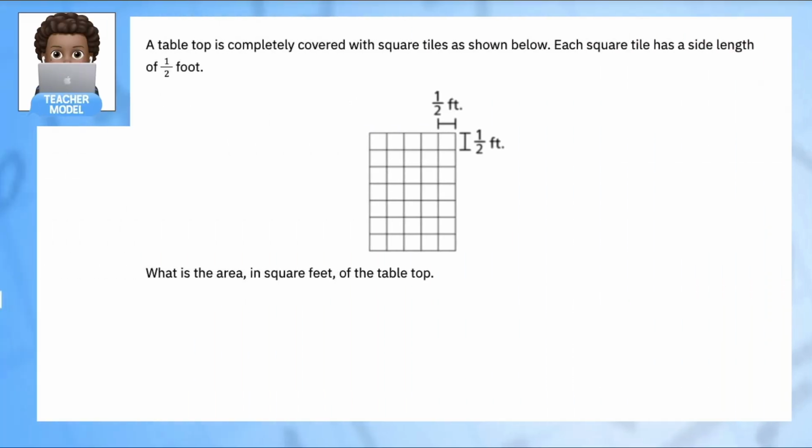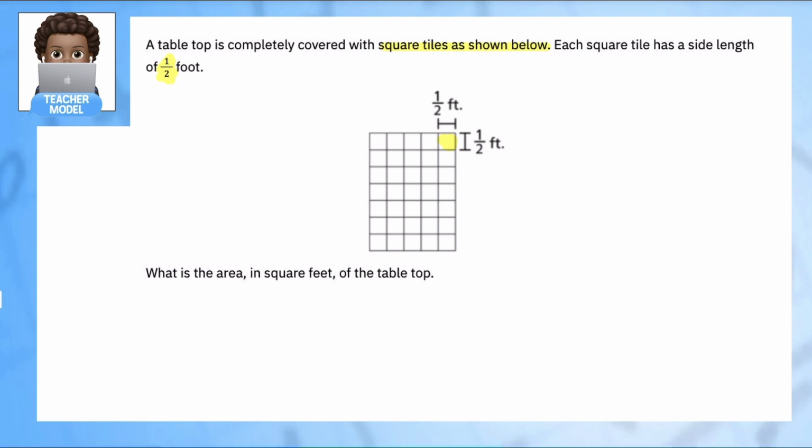Here's our second model problem. I'm going to highlight in yellow. A tabletop is completely covered with square tiles as shown below. Each square tile has the same length of 1/2 a foot. So that's how much each of these little squares are. They're 1/2 by 1/2. What is the area in square feet of the tabletop?